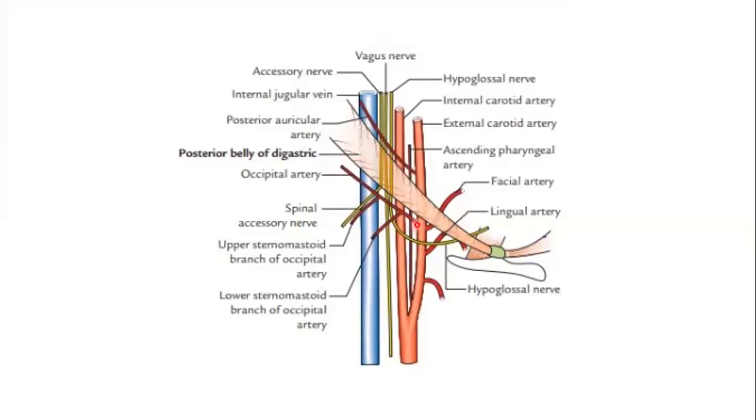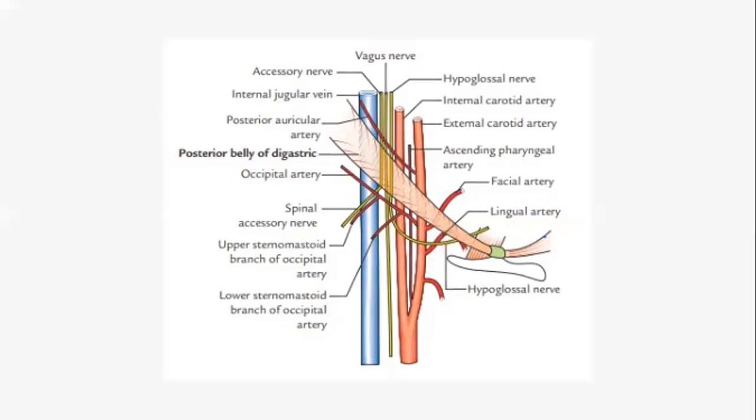You can see that from the external carotid, the occipital artery runs along the inferior margin of the muscle, and the posterior auricular does the same, but this time along the superior border of that muscle. Okay, and then you can see that hypoglossal nerve crosses the lingual artery. Okay, hypoglossal nerve crosses lingual artery.